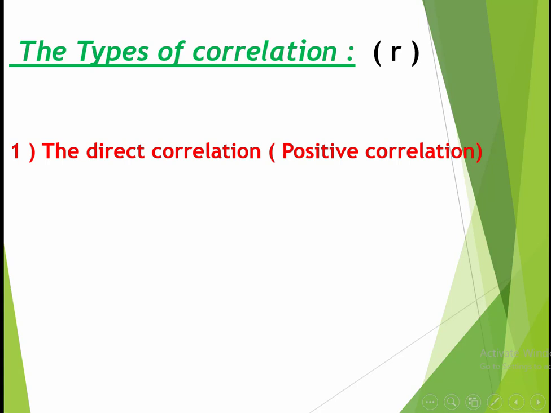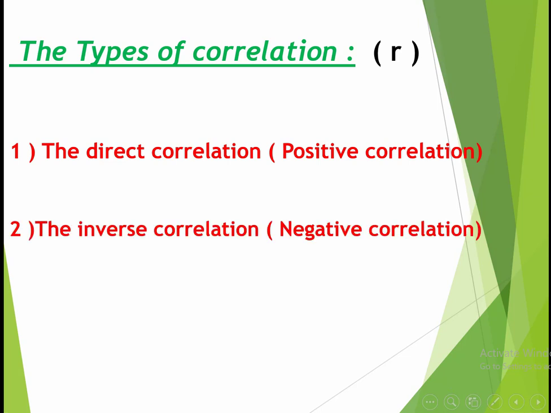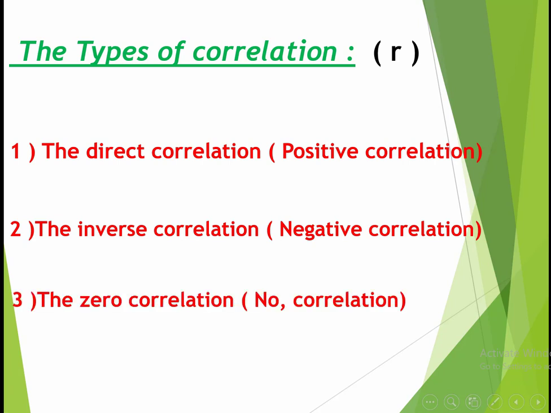First type, direct correlation. If I calculate R and I get a positive value, it means the correlation is direct. Second type, inverse correlation. When the value of R is negative, it means we have an inverse correlation. Zero correlation when R equals 0.